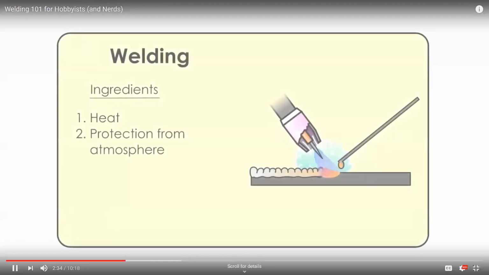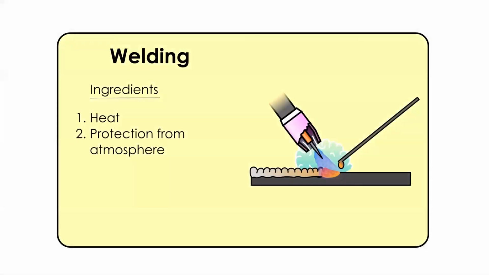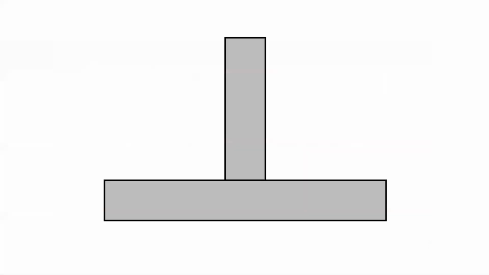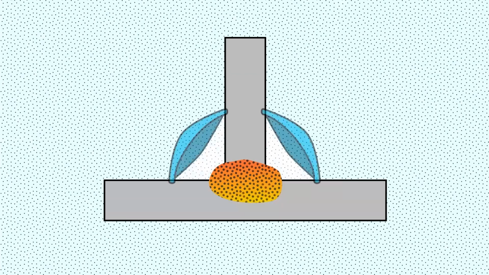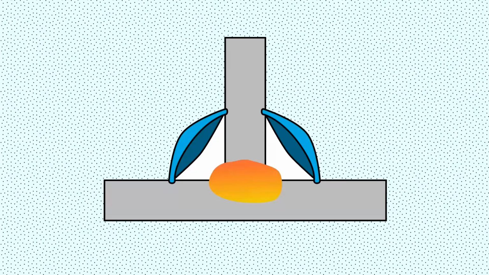Welding requires 2 essential ingredients, heat and protection from the atmosphere. The heat, of course, is necessary to melt the pieces of metal being welded so that they can fuse together. The shielding is necessary because molten metals easily oxidize and absorb atmospheric contaminants. These impurities will weaken a weld or prevent good fusion altogether, so some kind of shielding is usually required.